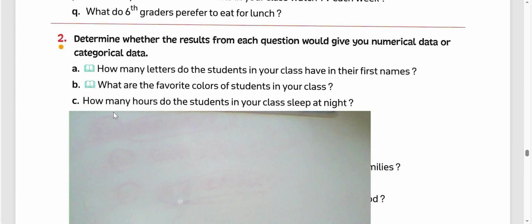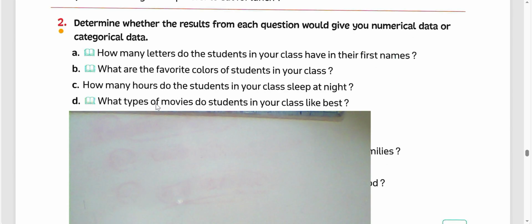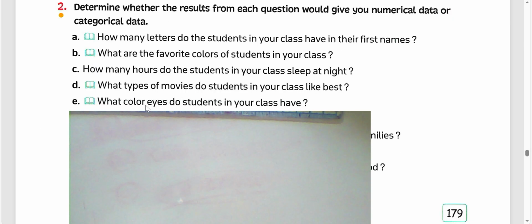Letter C. How many hours do students in your class sleep at night? The answer will be digits or numbers, then it will be a numerical question. Numerical data. What type of movies do the students in your class like? It will be categorical data because the answer contains words. What color eyes do students in your class have? It will be categorical data.